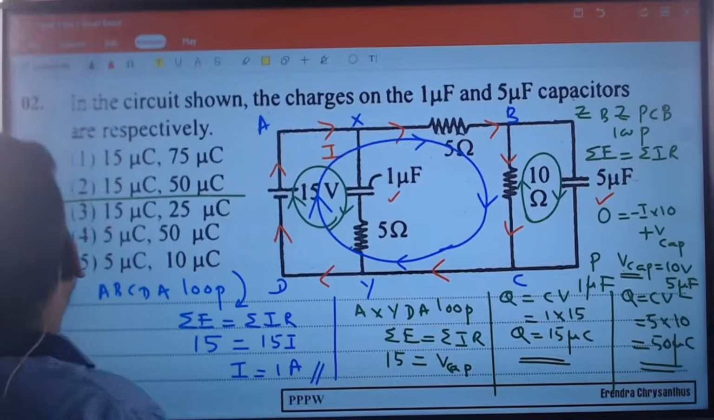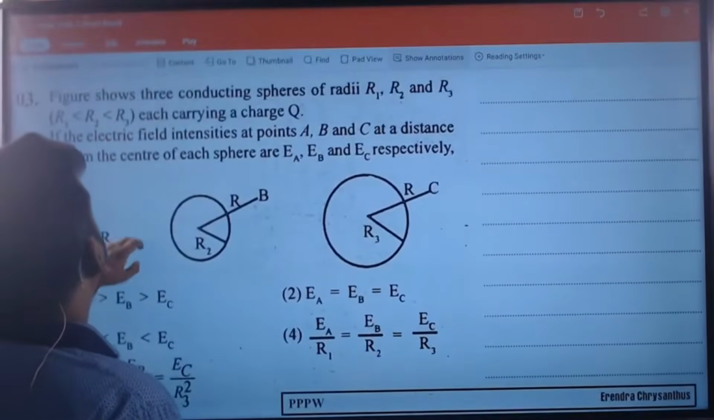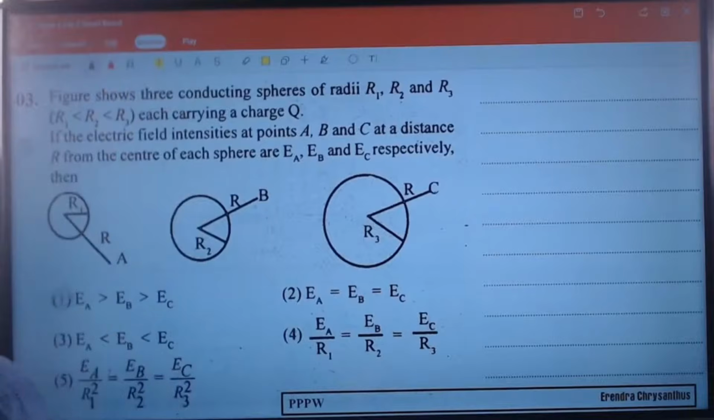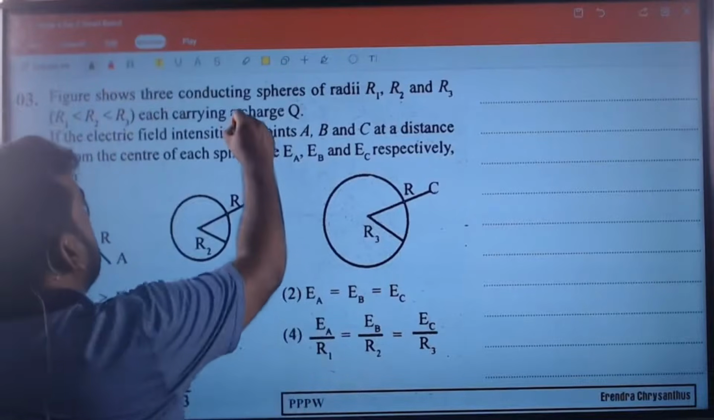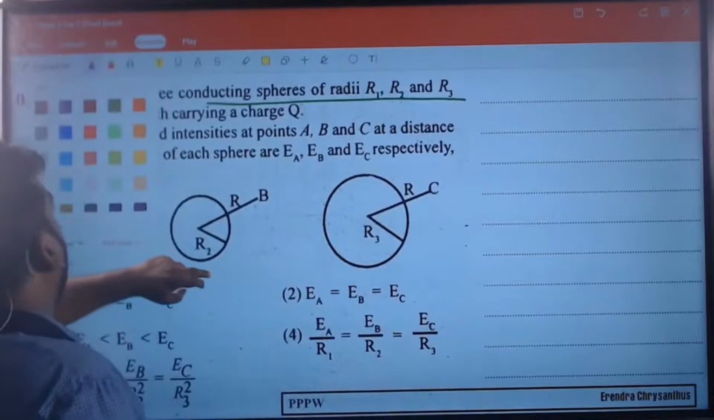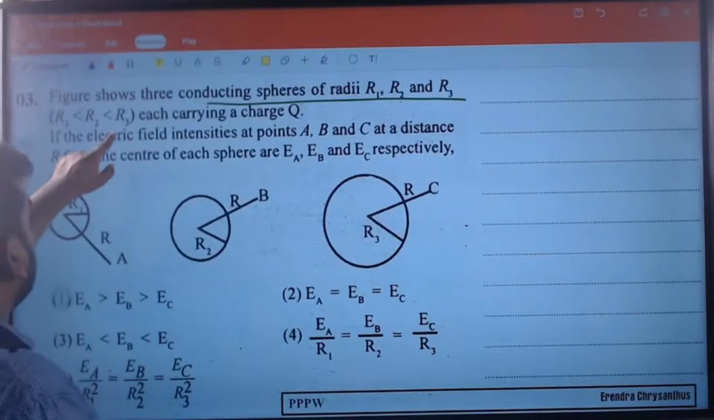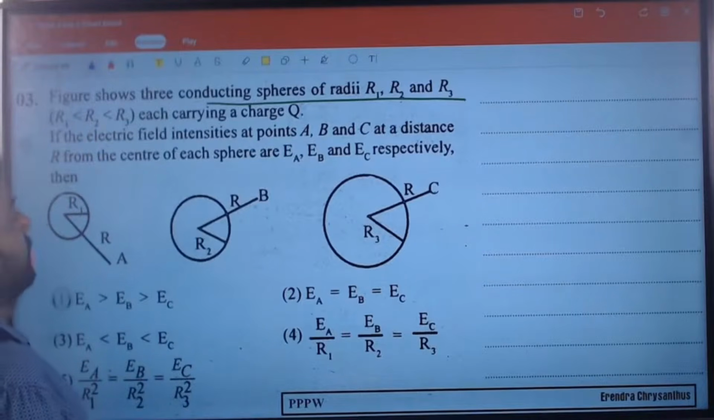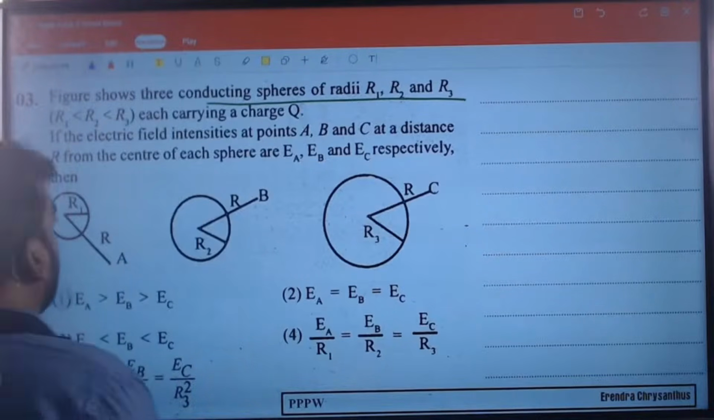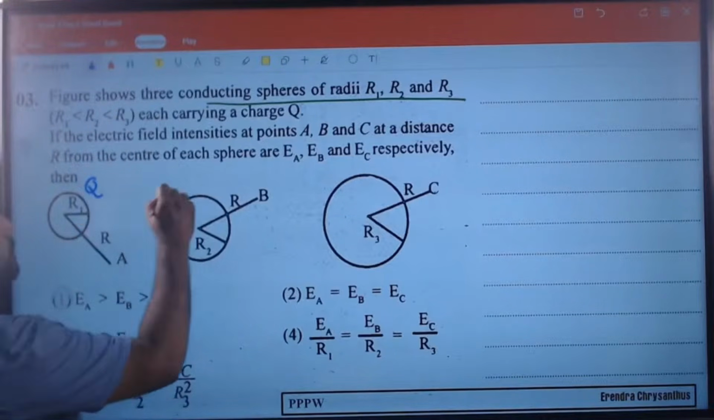Right now, okay, moving on. The figure shows 3 conducting spheres of radii R1, R2 and R3. R3 is larger than R2, which is larger than R1. Each carries a charge Q. If the electric field intensity is measured at points A, B, C at a distance R from the center, what can you say?